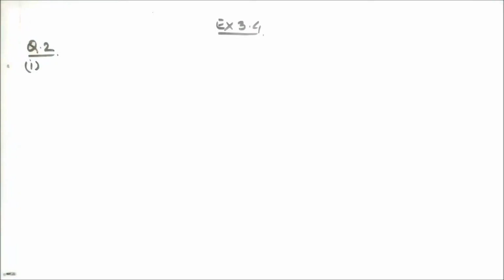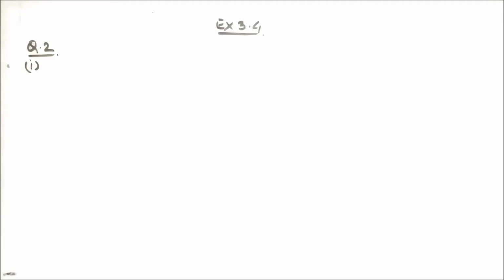So today we are going to solve exercise 3.4 question number 2, which says: form the pair of linear equations in the following problems and find their solutions if they exist by elimination method. So elimination method we have already discussed in the last class.